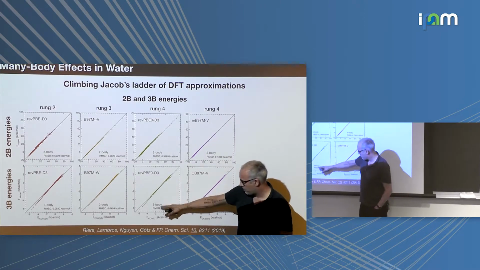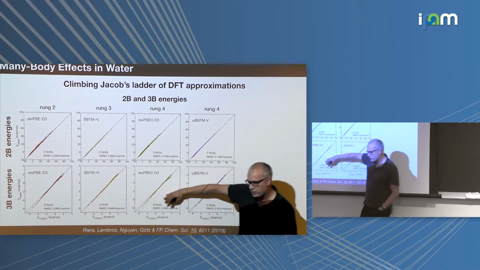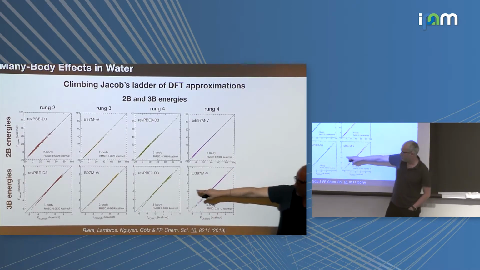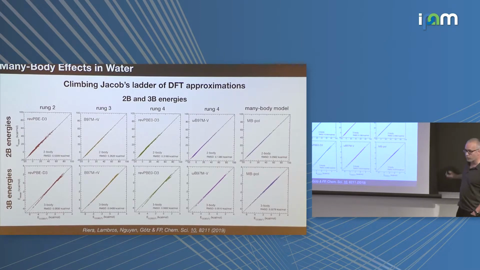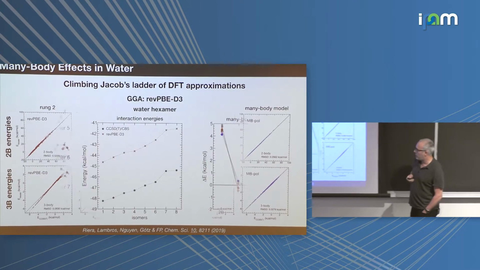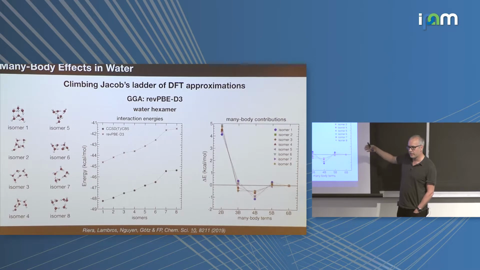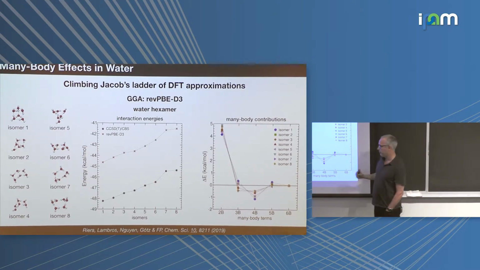The 3-body also, maybe with these functionals, is a little bit worse because the slope is not exactly as in the coupled cluster. And just as a reference, here is MB-pol. And so what we say is, well, let's see what happens if I look again at this water hexamer.